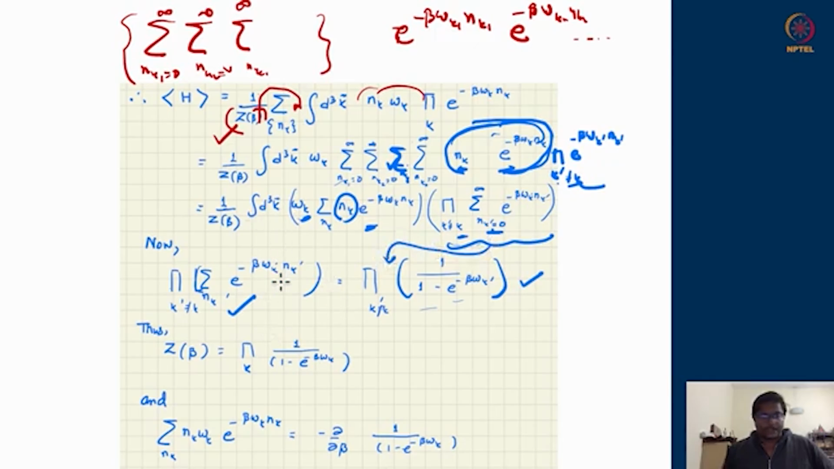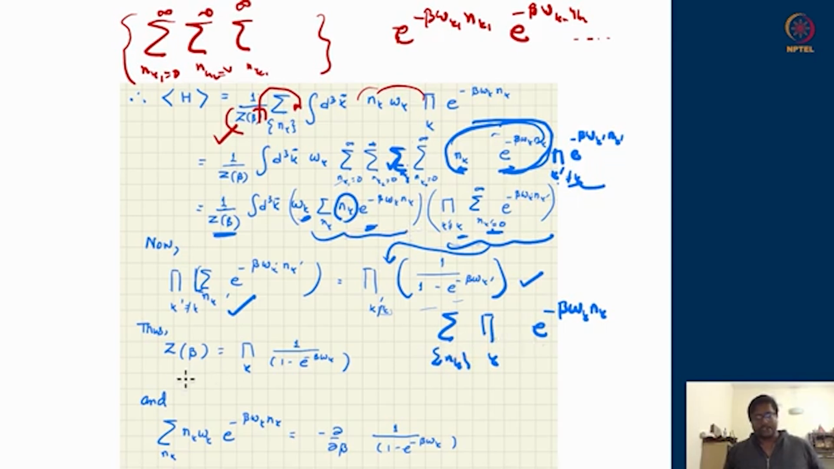But downstairs, the Z beta is appearing. Z beta we know is just e to the power minus beta omega k nk, product over k, and then all the possible nks. So this is exactly the same kind of computation, but this time it involves even this k which we had separated out. So this Z of beta is exactly the same thing, with the factor k appearing over here involving all the values. It does not leave out anything.